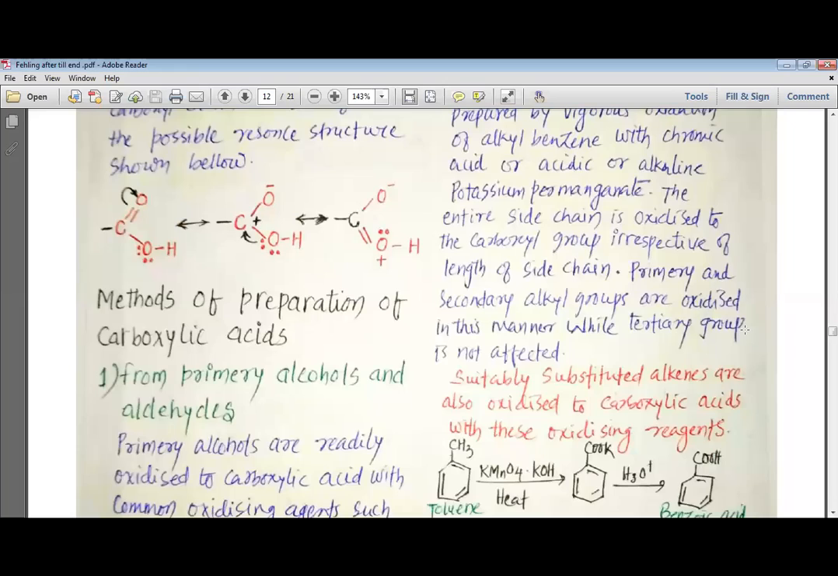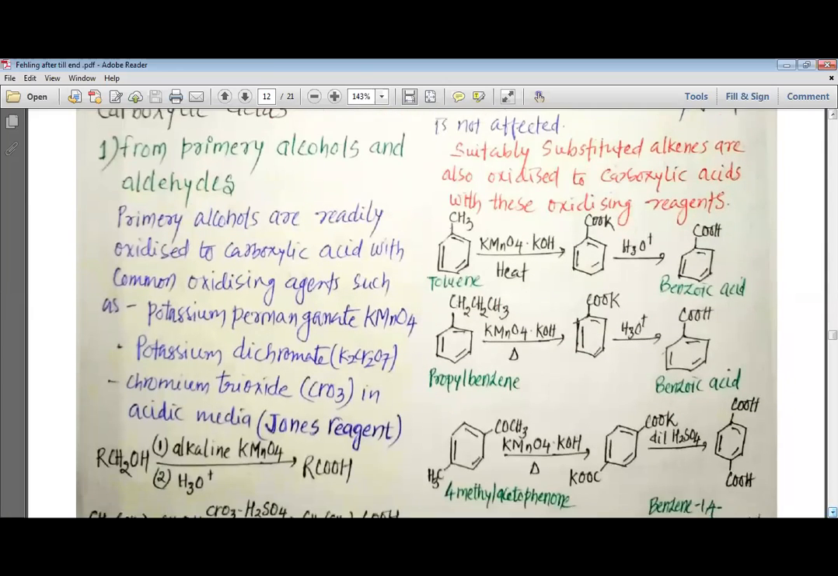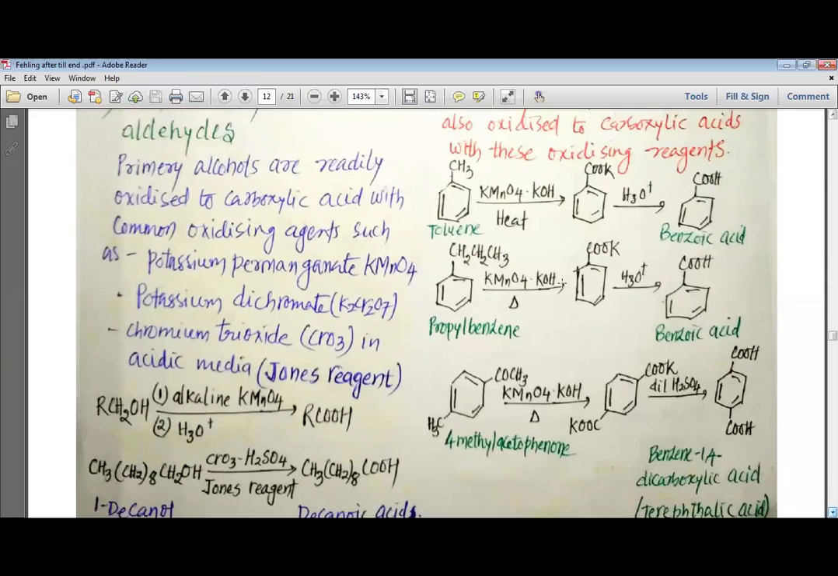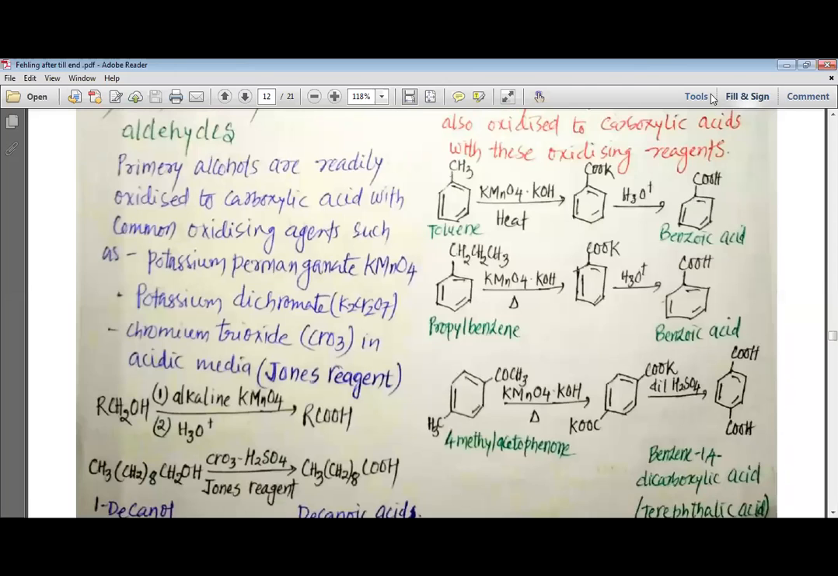Now, let's move forward and understand the method of preparation. We can prepare them from the primary alcohols. When it comes to the primary alcohols, if we allow them to react with strong oxidizing agents like potassium permanganate or potassium dichromate, we can convert these alcohols into the carboxylic acids.